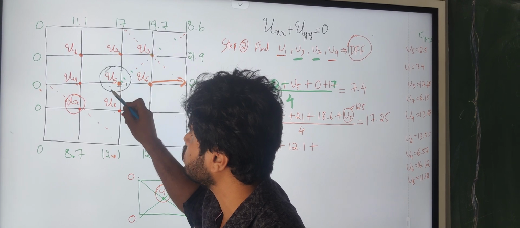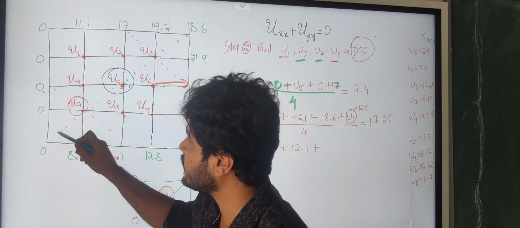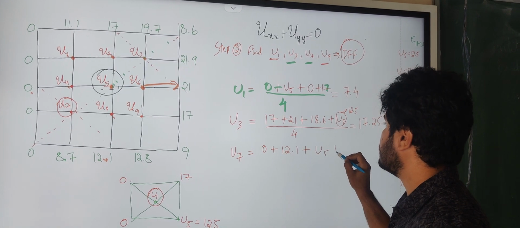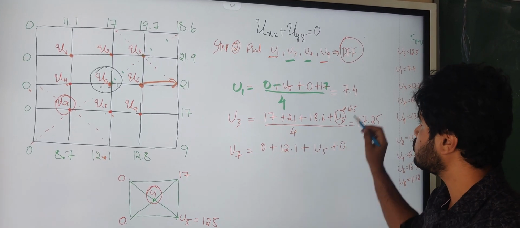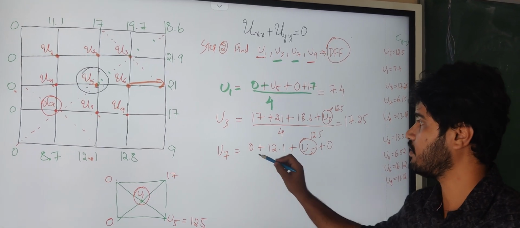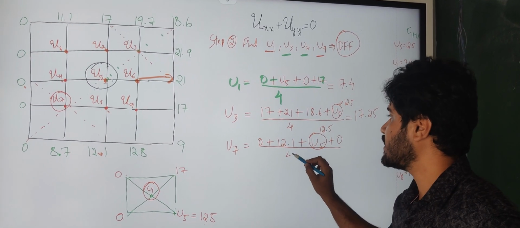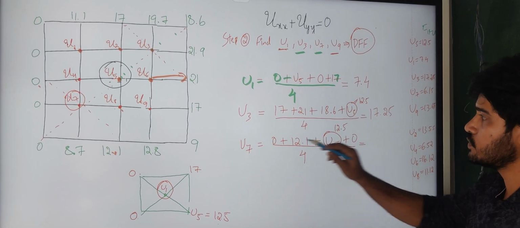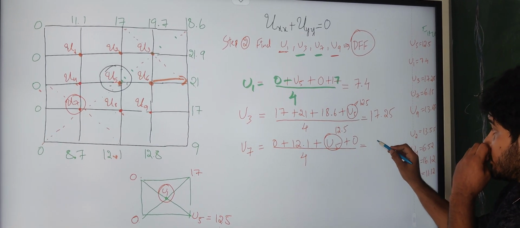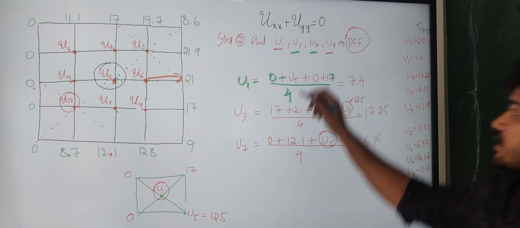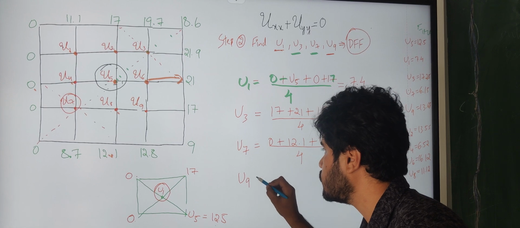So here we have u5 and in the other end of the diagonal we have 0. So u5 plus 0. So in place of u5, again I have to substitute for u5. It is 12.5. So if I divide that by 4 by adding all the values in the numerator, I will get the value of u7 as 6.15. Next, at last I will find the value of u9.